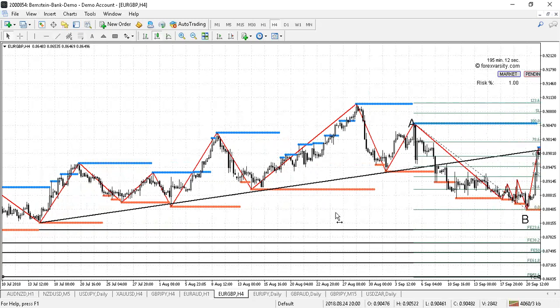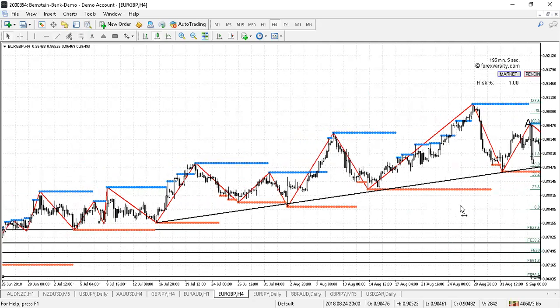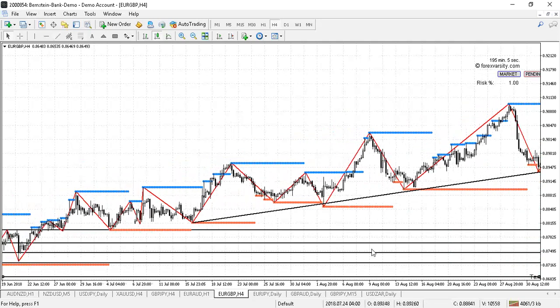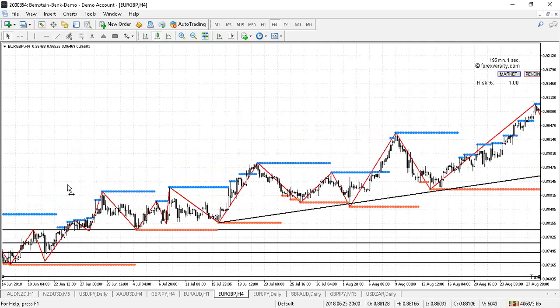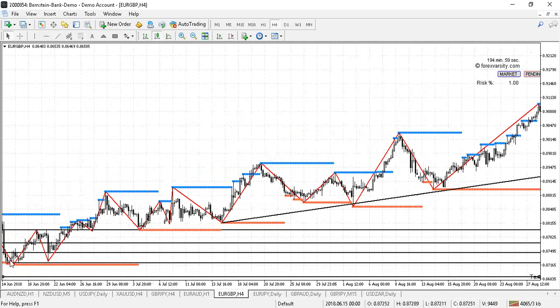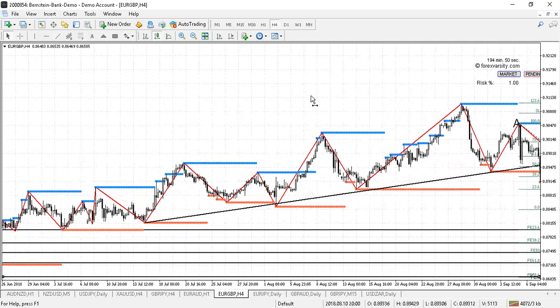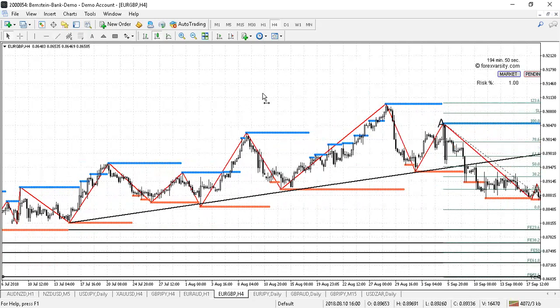The other thing is that when I'm zooming back here, I'm also seeing this prominent level. Okay, so that to me is quite a coincidence that exactly on that line there you've got that support and resistance. So that could also be a possible target. So let's have a look and see what exactly happened.